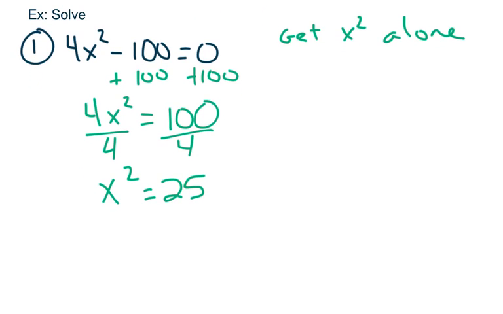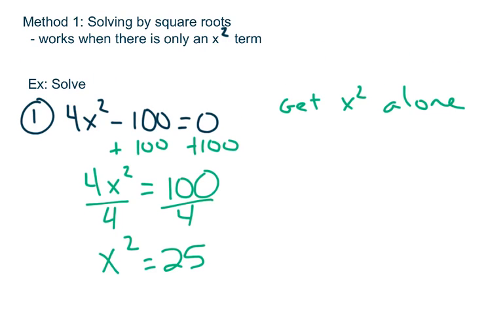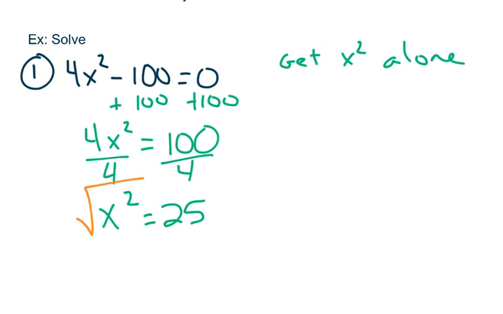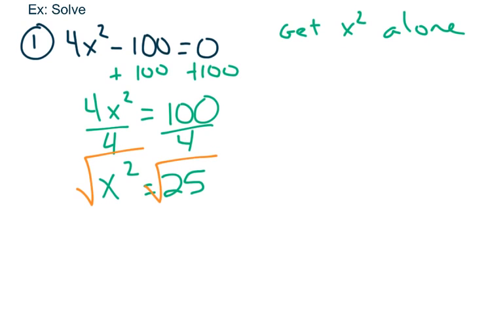Now, how do we undo this square? How do we undo squaring something? That's where square roots come in. We're going to undo squaring by taking the square root of both sides. When we do that, we're left with x. The square root and the square cancel each other out. Then we have to think about what number multiplied by itself gives you 25.